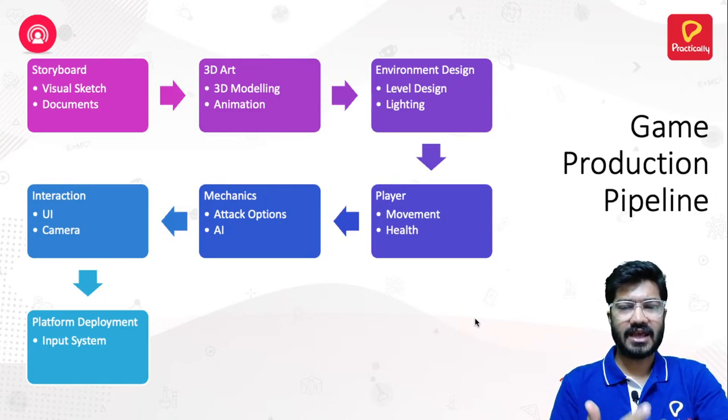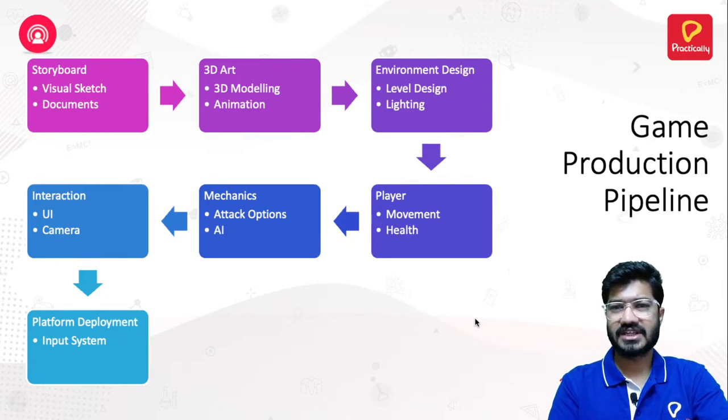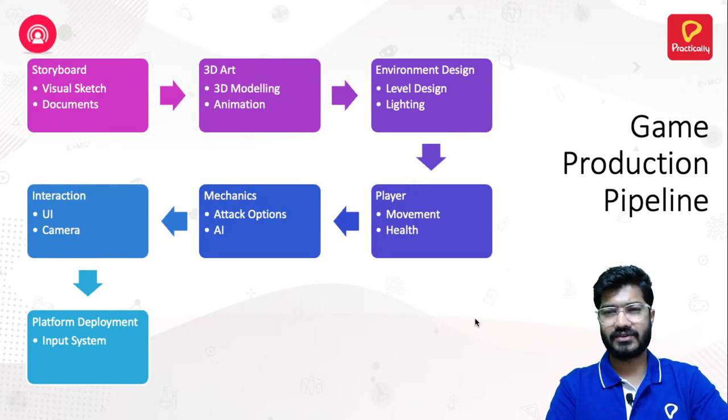Then camera. So the camera interaction, whether the camera will be placed as third person or see-through, those kinds of designing or logical implementation we do inside a game engine in the interaction phase. Then we have mechanics. What are the different attack options we want to have in mechanics? What are the different kinds of weapons that we want to keep for our player?